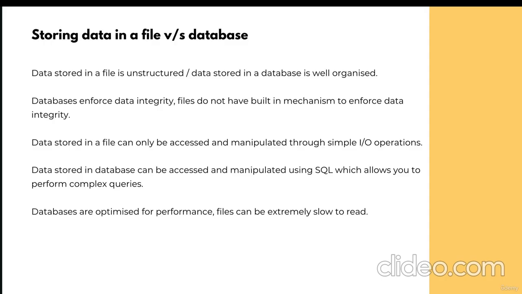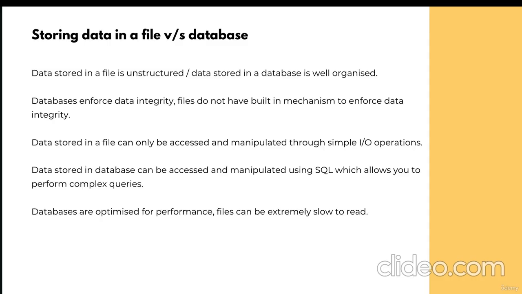Databases enforce data integrity, and files do not have a built-in mechanism to enforce data integrity. Now, what exactly is data integrity? Let's suppose, for example, you want to accept a user's name and then save that name into a file or a database. Now, in case of a file, if the user actually types in his name as 1234, the file has no way to ensure what kind of data it needs to accept. And the file will happily go ahead and accept 1234 as the name of the user, and it will store it.